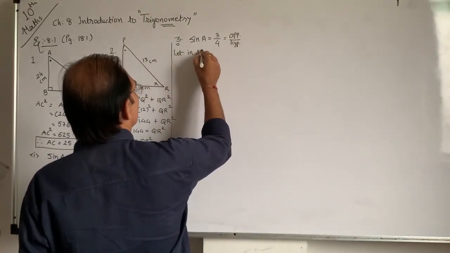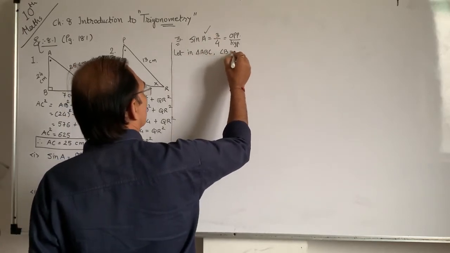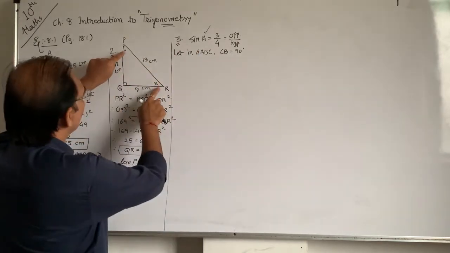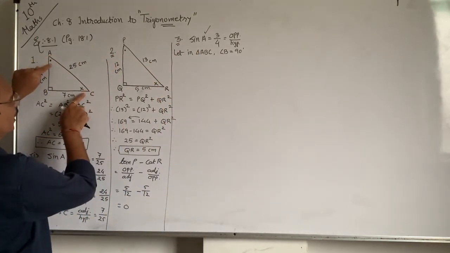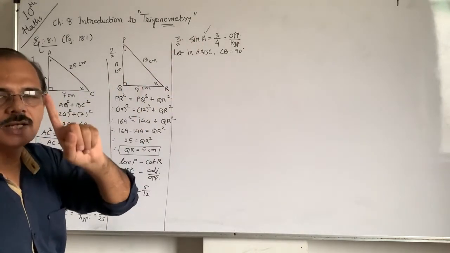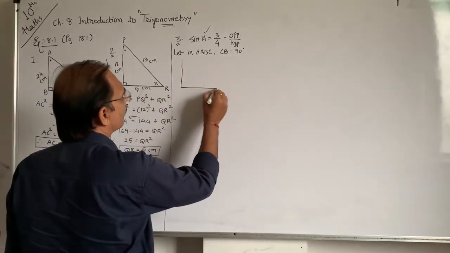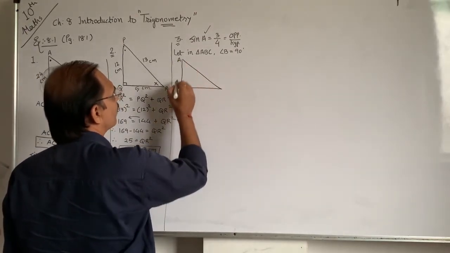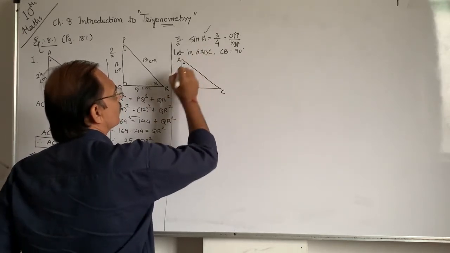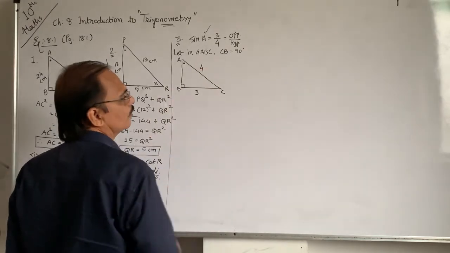So let triangle ABC, because here angle A is there, with angle B equal to 90 degree. A and C, we are going to find only acute angles. These two are acute angles. So this angle should be acute and one angle is always right. So we take angle B as 90. Sin A, for angle A, opposite side is 3 and hypotenuse is 4.